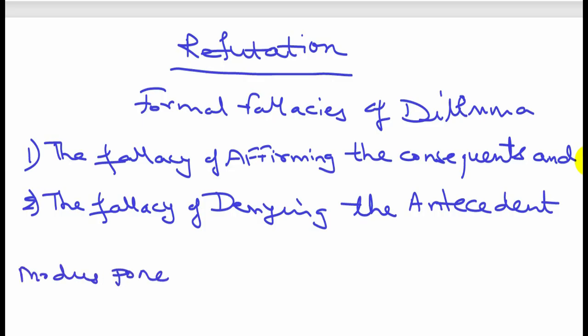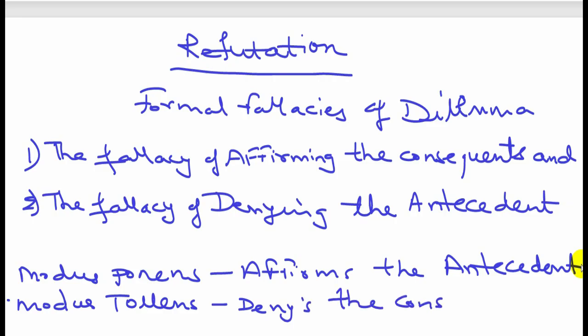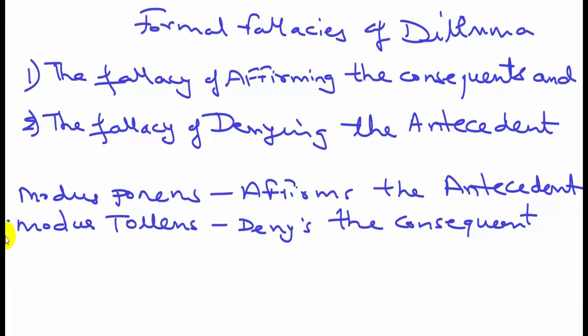So we know that modus ponens affirms the antecedent, whereas modus tollens denies the consequent. When the opposite of modus ponens happens, then we get the fallacy of affirming the consequent. And when the opposite of modus tollens happens, we get the fallacy of denying the antecedent.